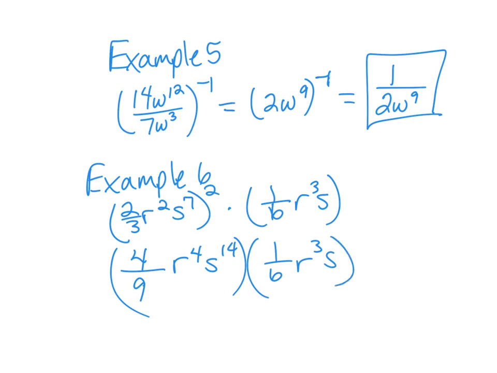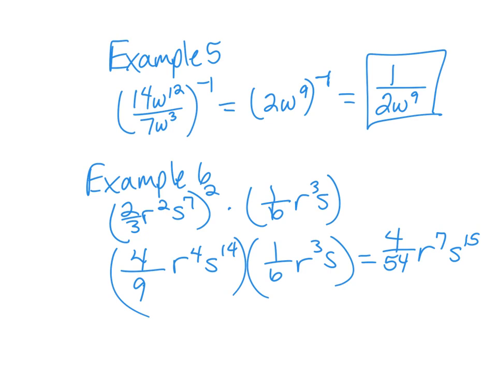Now we're going to multiply out the fraction. So 4 over 9 times 1 over 6 becomes 4 over 54. For the r's, you've got 4 plus 3, which becomes r to the 7th. For the s's, you've got 14 plus 1, which is s to the 15th. This time we're adding instead of multiplying because we're multiplying exponential expressions together, which means you add your exponents.